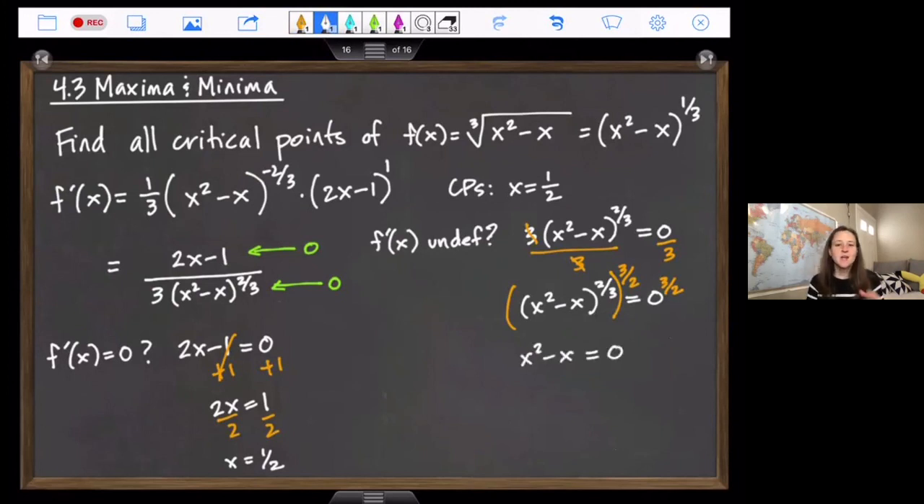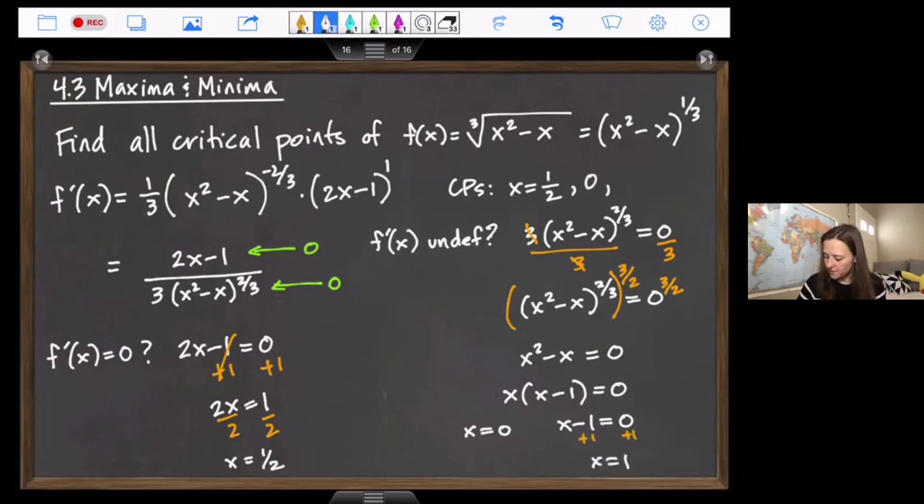Another quadratic. Don't divide both sides by x, because if you do, you lose one of your answers. So factor out an x, and you end up with x times x minus 1. And then set both factors equal to 0. So I set x equal to 0 and x minus 1 equal to 0. x equals 0 is one of our critical points. I'm going to add that to my list up here. And then for x minus 1, we just add 1 to both sides, and I get x equals 1. So that'll be my third critical point.